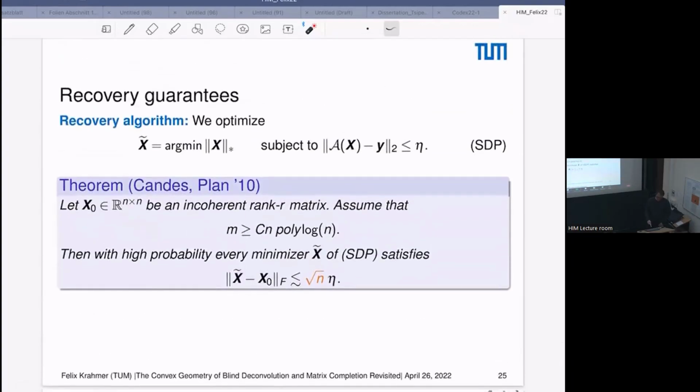The only thing is that if we have such incoherence conditions, then we get a reconstruction, and in the same way we get this dimension factor, square root of n, that shows up here, as we had in the blind deconvolution case.